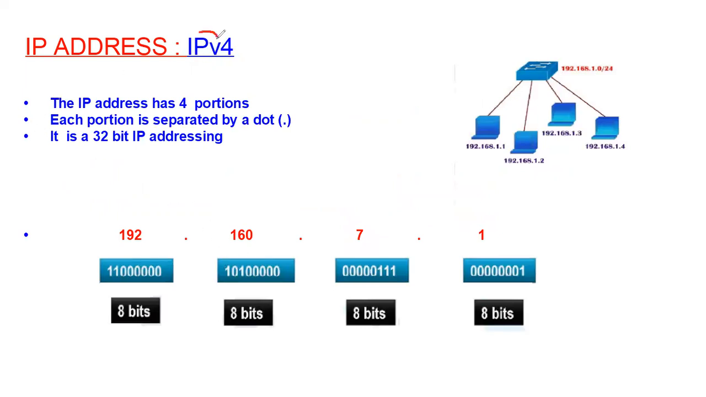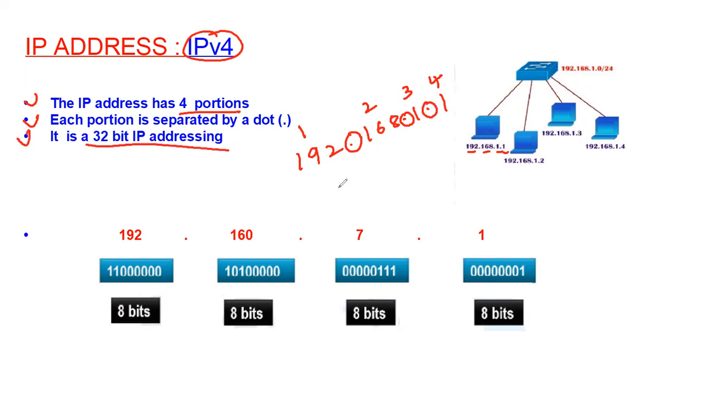IP version 4 has 4 portions. If you see 192.168.1.1, let me write the IP address, 192.168.1.1. It has 4 portions: 1, 2, 3, 4. IP version 4 has 4 portions and each portion is separated by a dot. Each portion is separated by a dot and it is a 32-bit IP addressing.